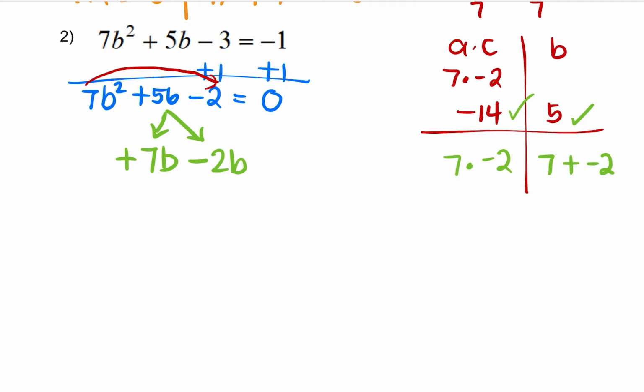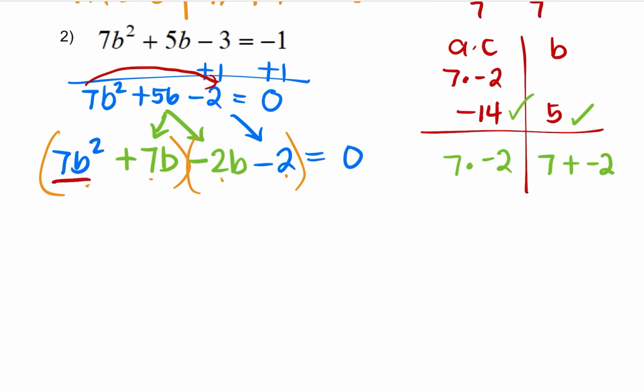All right, so now we're going to drop the first term. Drop the last term. Equals 0. And then we are going to group because we've got factor by grouping. We've got 4 terms. 1, 2, 3, 4. So group the first 2 terms. Group the last 2 terms. Take out the GCFs. So you can see common factor is 7b. We'll take out 7b. We're left with b plus 1.